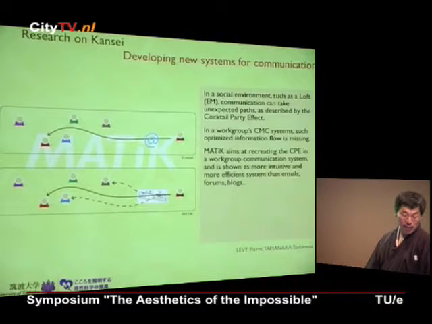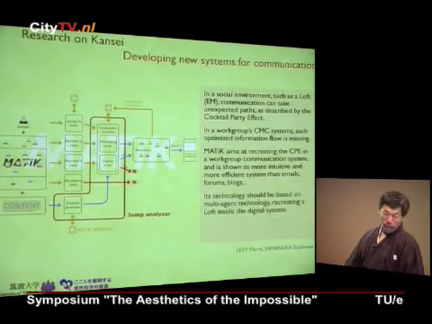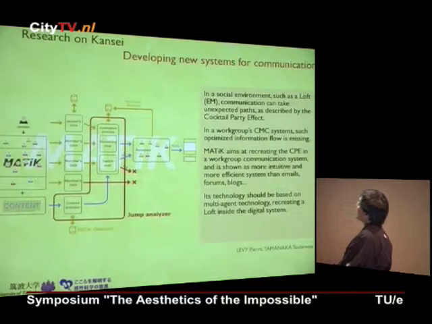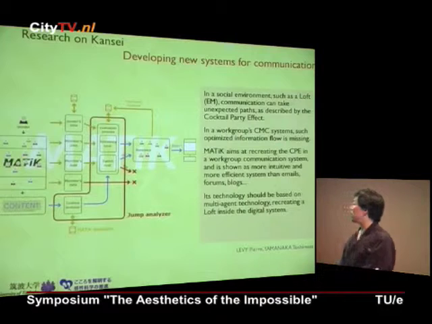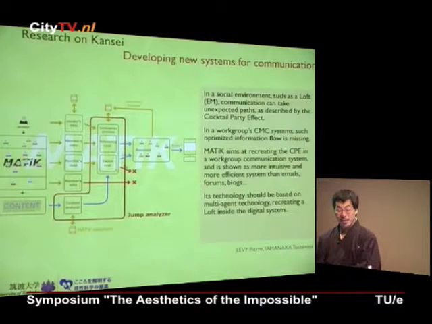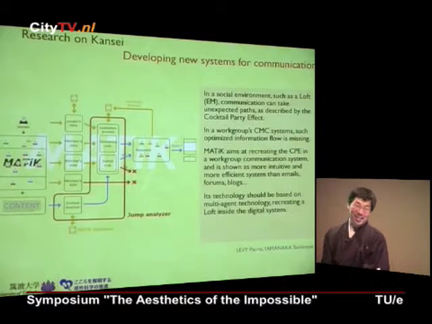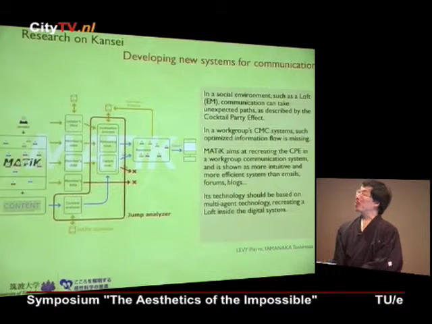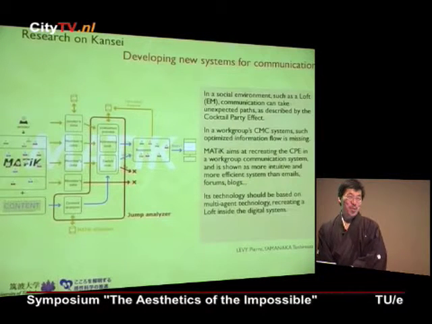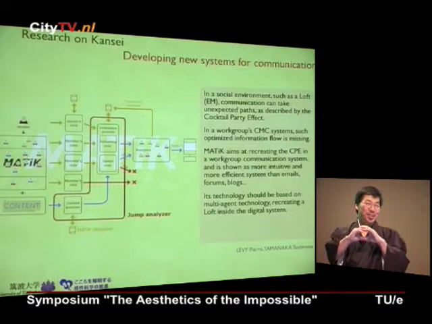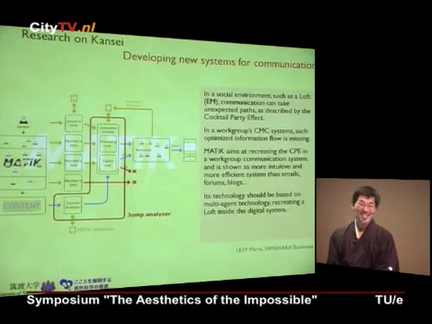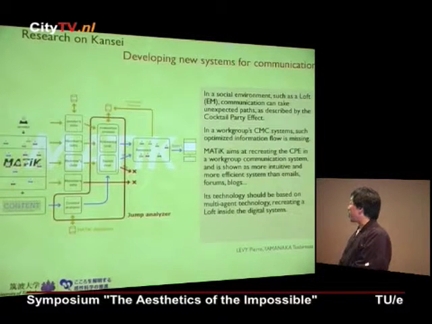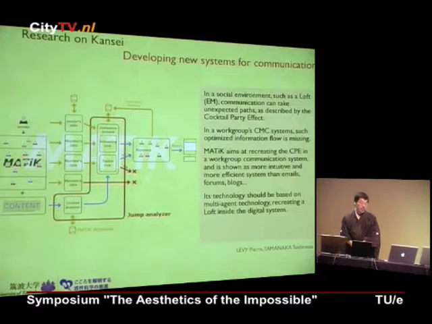But there are, of course, lots of difficulties. To make the smart system possible, the technology should be based on multi-agent technology, recreating the loft inside the digital system. But multi-agent, in my way of thinking, since this kind of program is programmed by binary code and built up with some sort of small definition and definition and definition, the doubt is, can we define our mind? So that it's a very difficult problem. Even if we can use the multi-agent, this is the kind of imaginary topic.